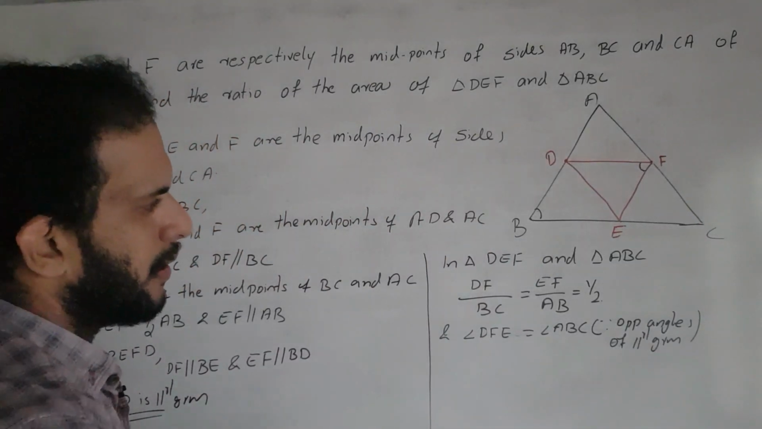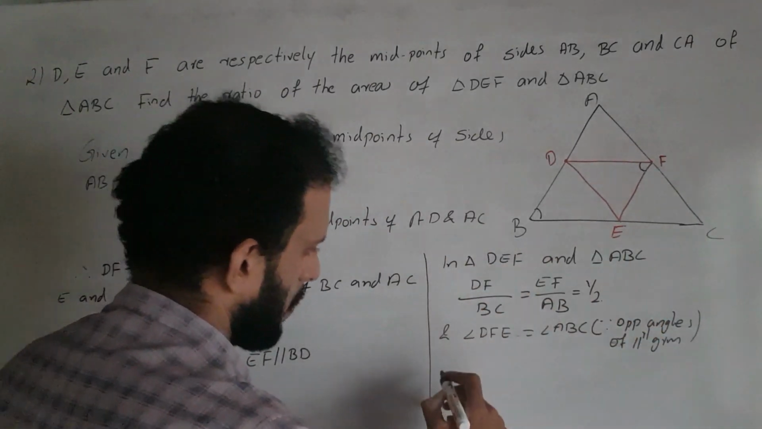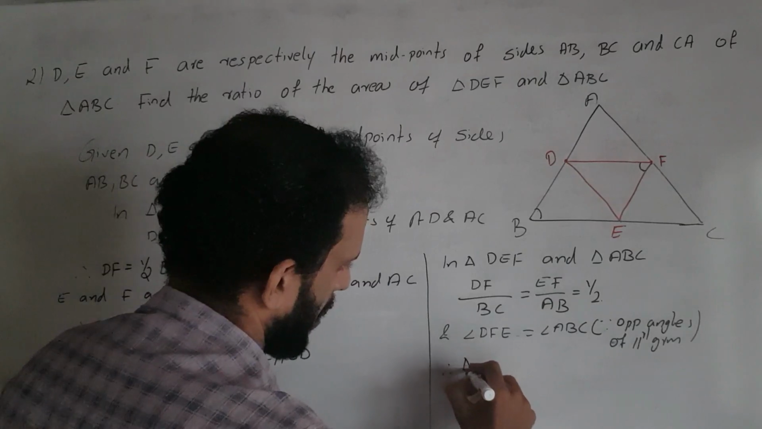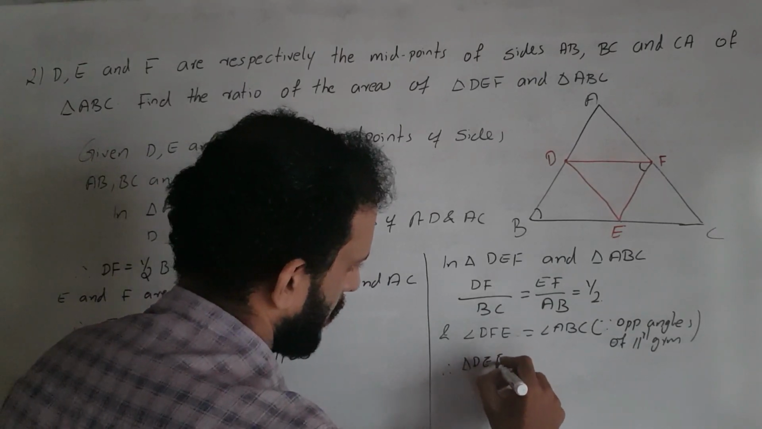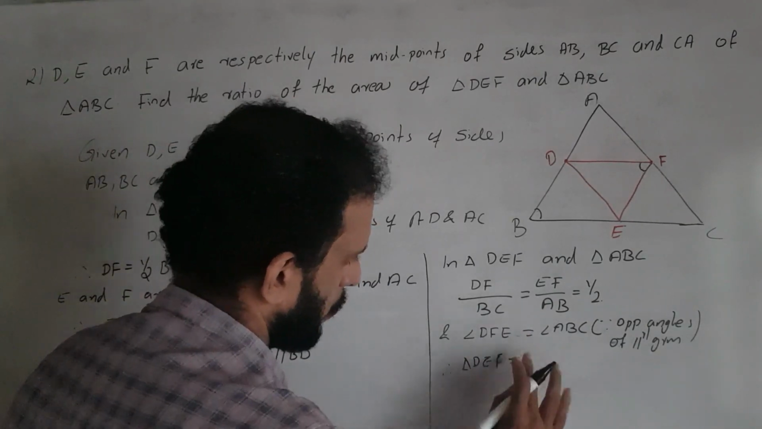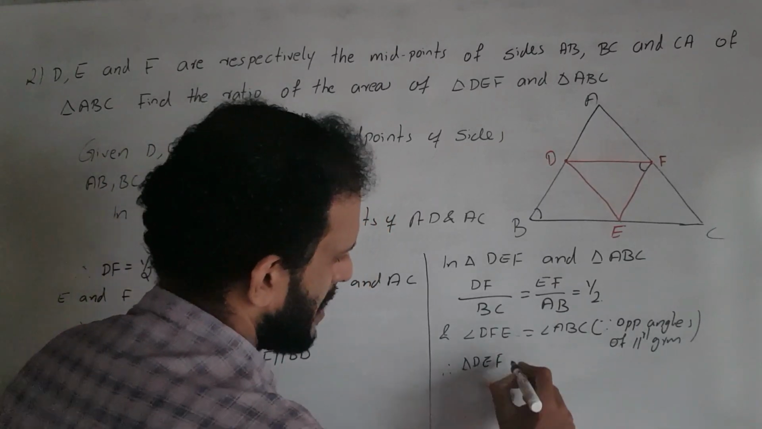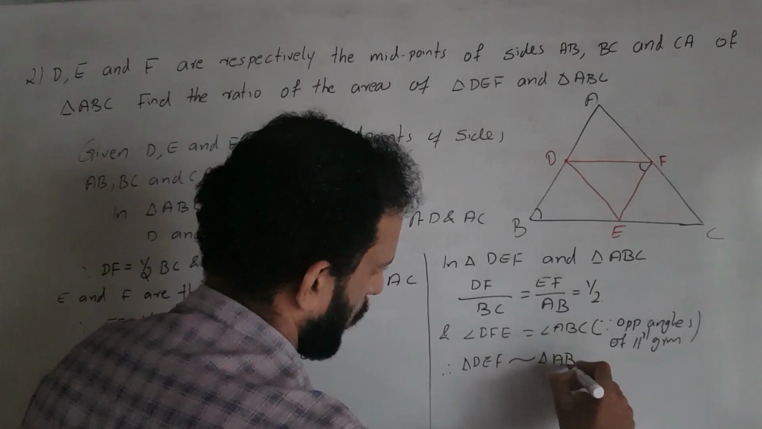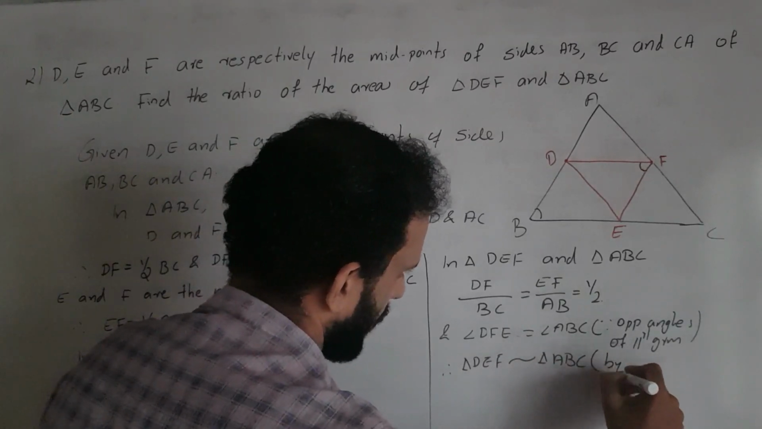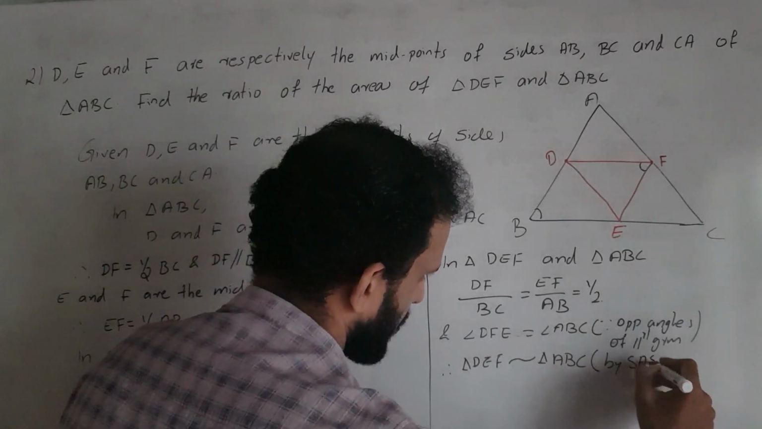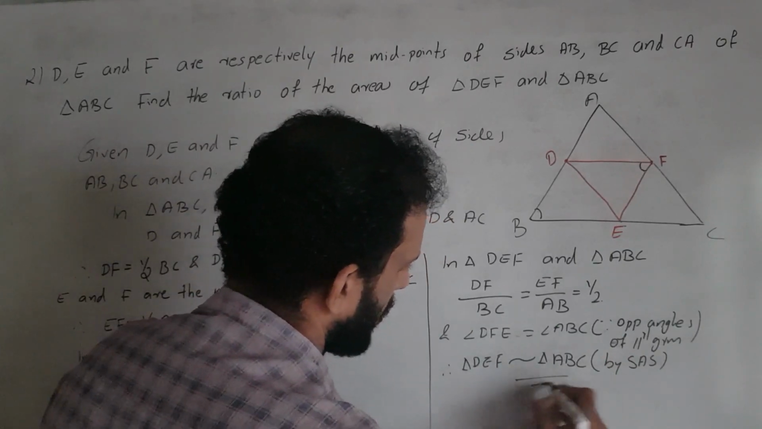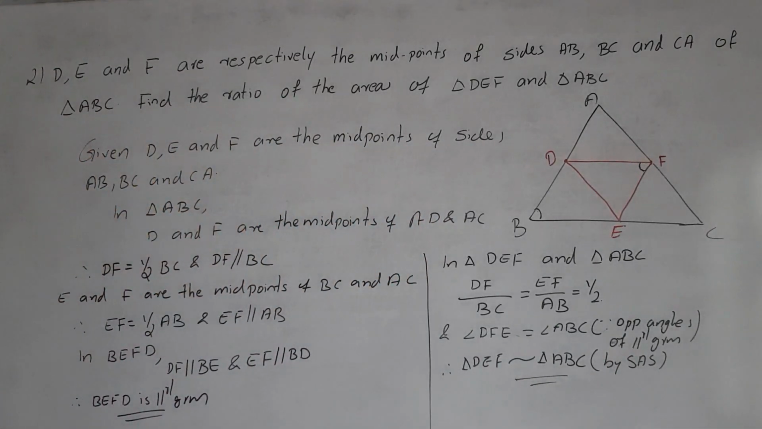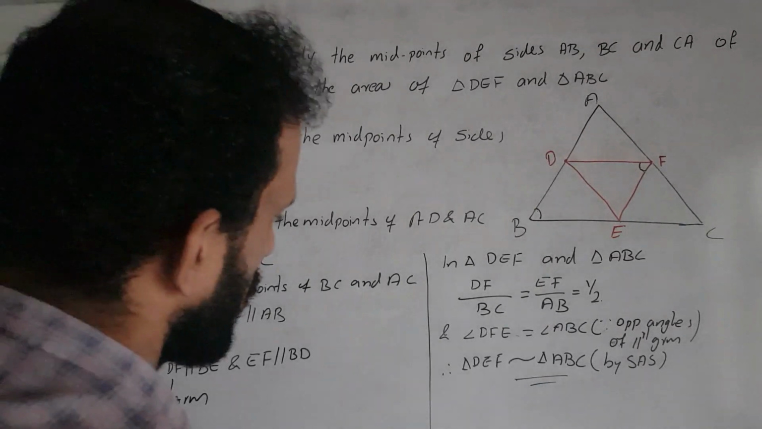Okay, then now we got it. These two triangles are similar. Therefore, triangle DEF is similar to triangle ABC. What is the rule? By SAS. Okay, now we got it. The triangles are similar. Then what is next? If two triangles are similar, then their ratios.